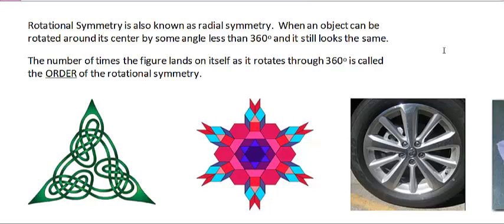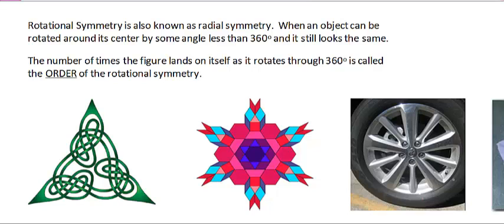Rotational symmetry is also known as radial symmetry, and the concept is simple, right? When you can rotate a figure around its center and it looks the same. Of course, that's rotating it by an angle less than 360 and greater than 0, because every figure can be rotated by 360 and look the same.